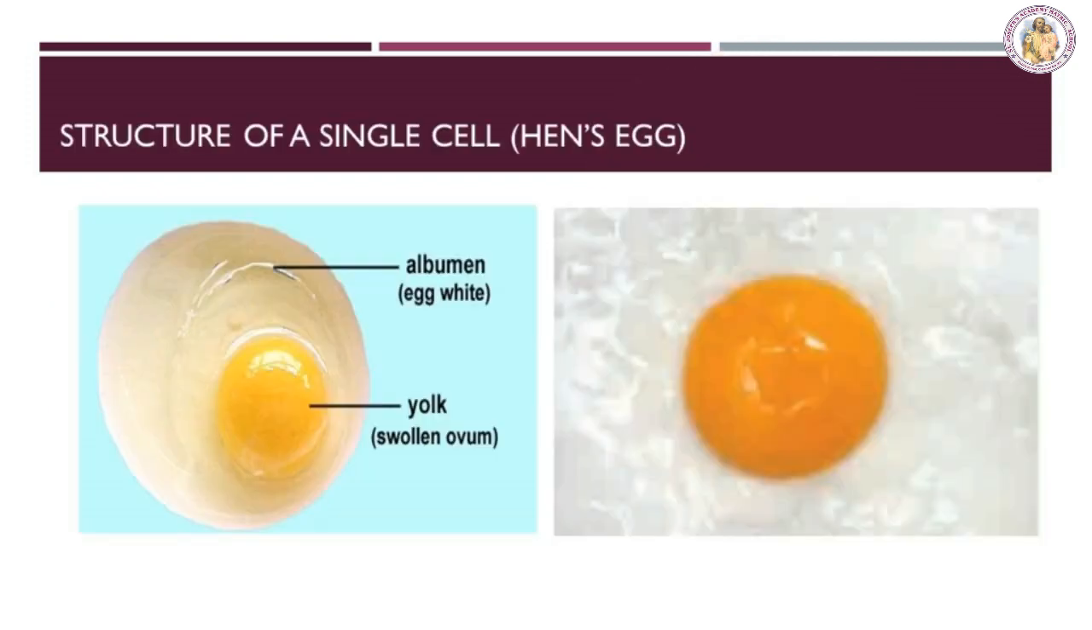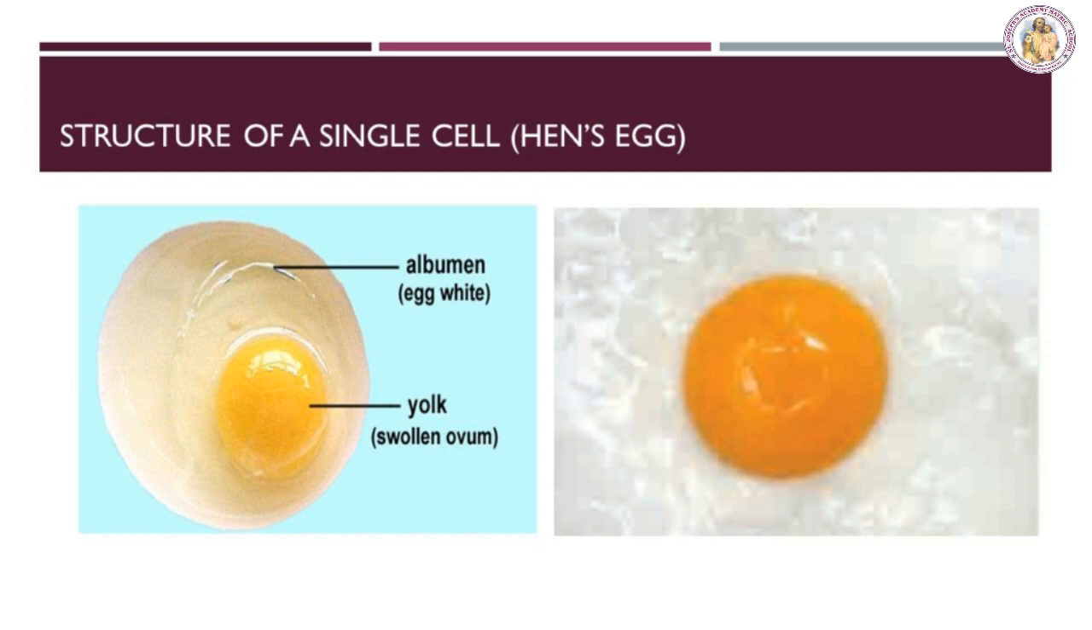Let's do an activity to know the structure of a single cell by using a hen's egg. To observe the structure of a single cell, we need a hen's egg and a plate. So what is the method to do the activity? Simple. Crack the shell and break open the egg in a plate. Now observe. The egg has a yellow part and a transparent part surrounding it.